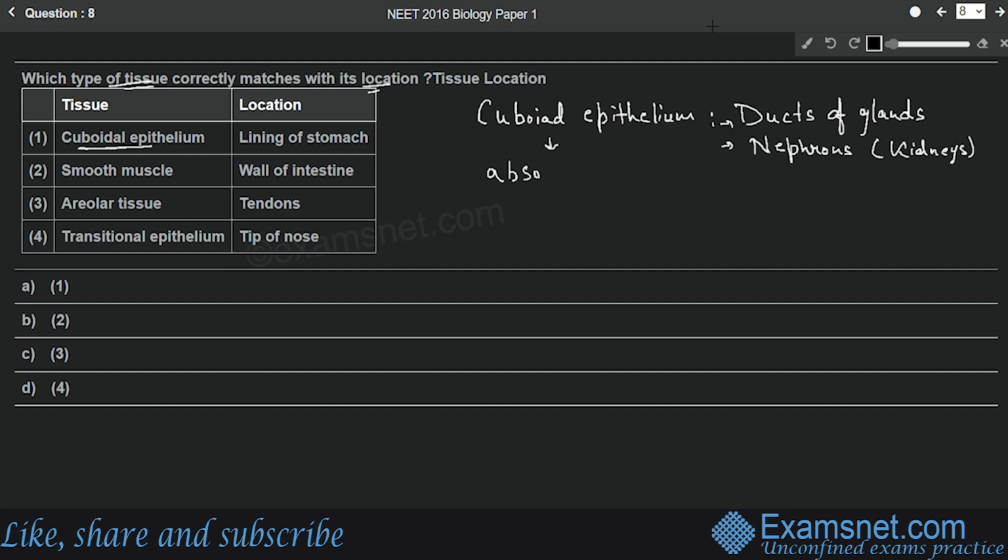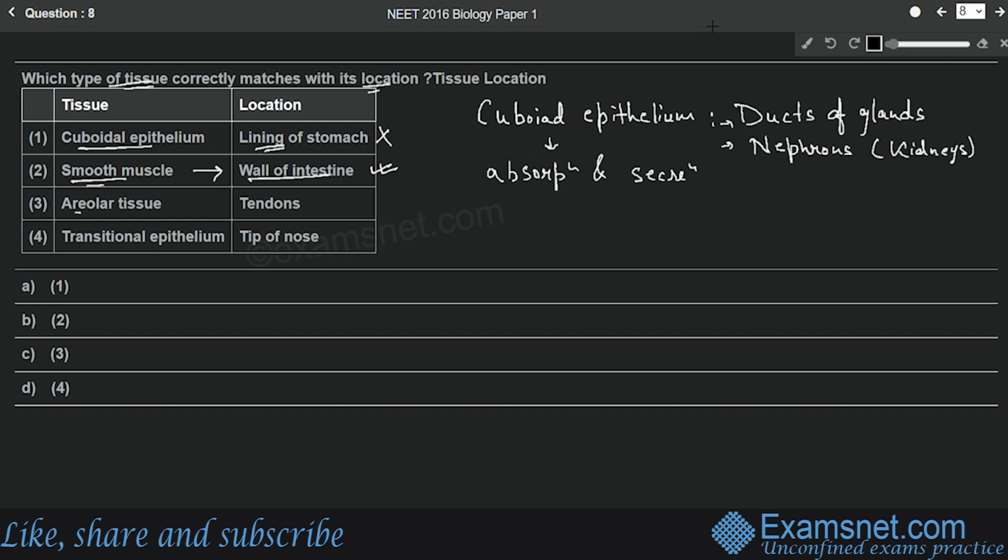Okay, absorption and secretion. But here it is matched with lining of stomach, which is not correct. So the first one is not correctly matched. Then the second type of tissue mentioned here is smooth muscle, and in case of wall of intestine, smooth muscle is found, therefore this is correctly matched.